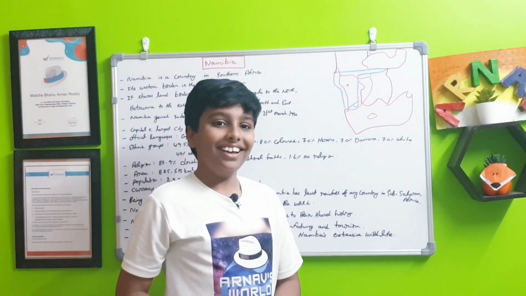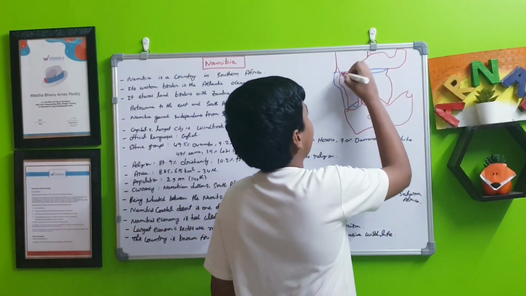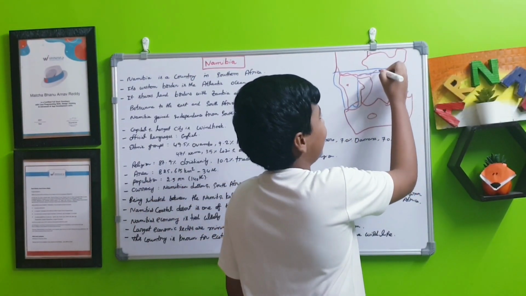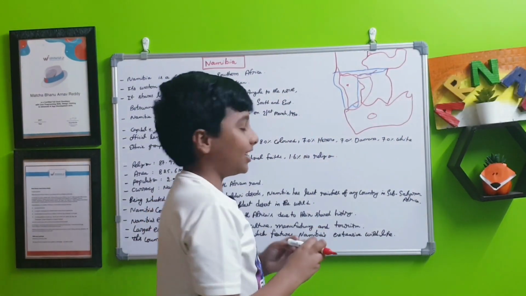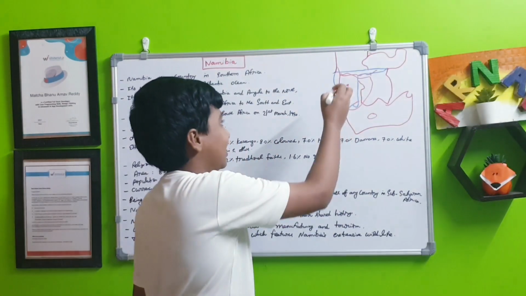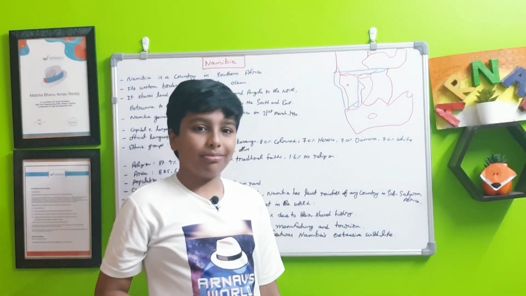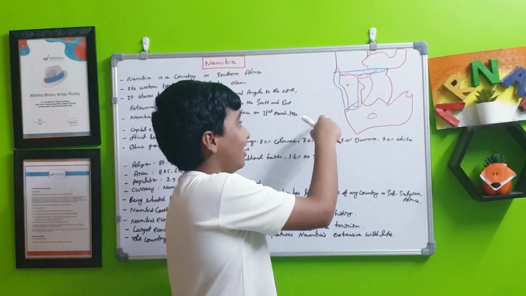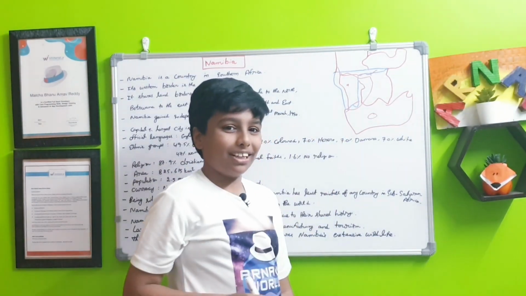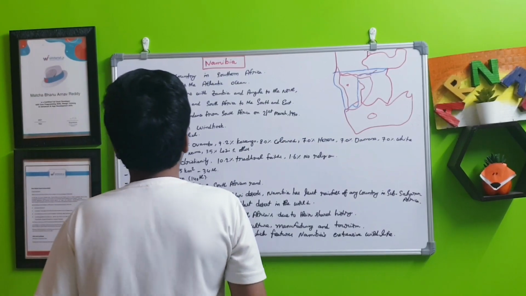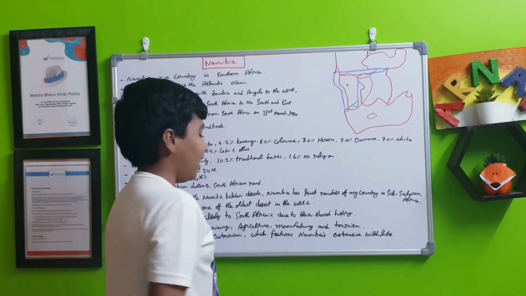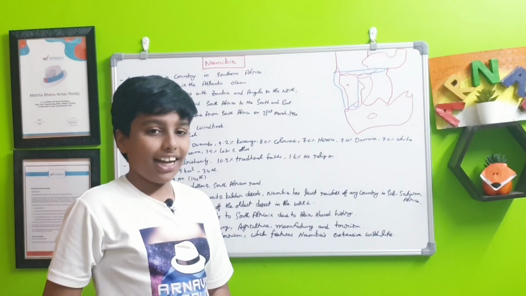That's why most of the population is concentrated in the north and even in the panhandle too. The most concentrated area outside the northern regions is Windhoek, which is the capital. It is just like a dot, like an island in the population. Next, the currency is the Namibian dollar and the South African rand.